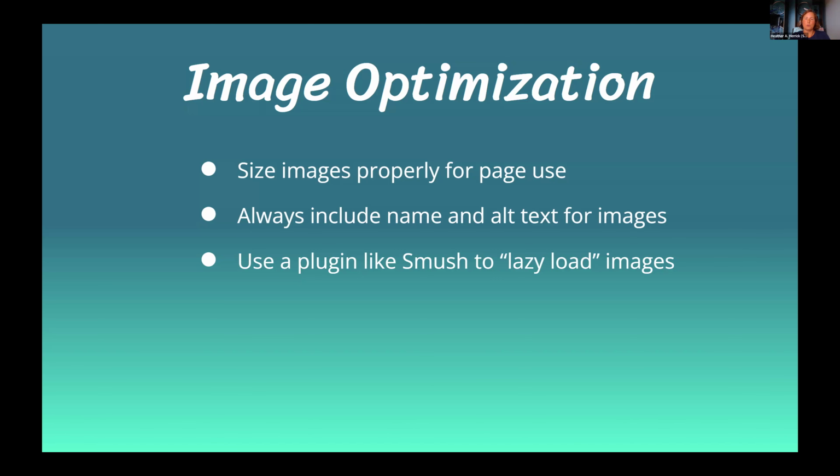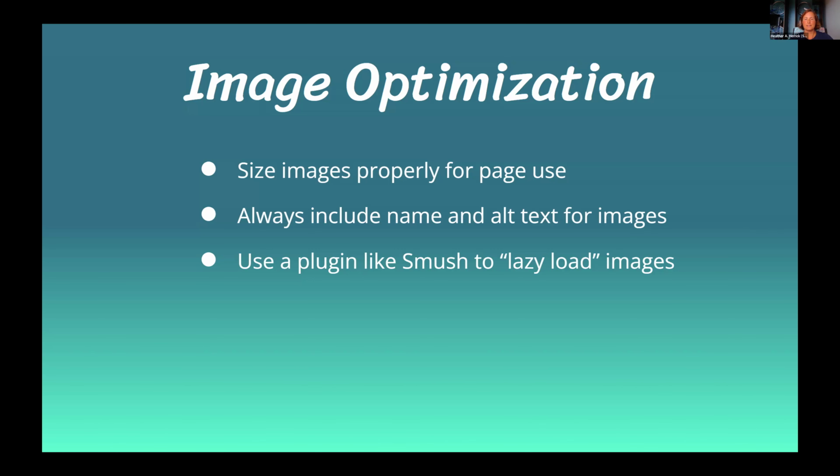So size the images properly for page use. Make sure they're big enough that they're not pixelated, but small enough that they load quickly and look good on the page. Always include a name for your images and alt text. Alternative text is what people who are visually impaired will use, what's called a text reader. They can't see the images, but they have something reading to them what it says instead. So that's what they will hear, the description of the image. So using alt text is good for accessibility, it's good for SEO, and it's a good general practice just to be kind to others and to help people to use your page to its best potential.